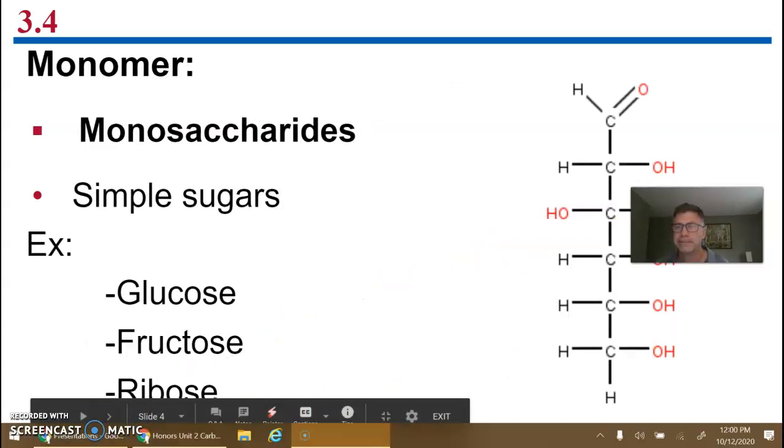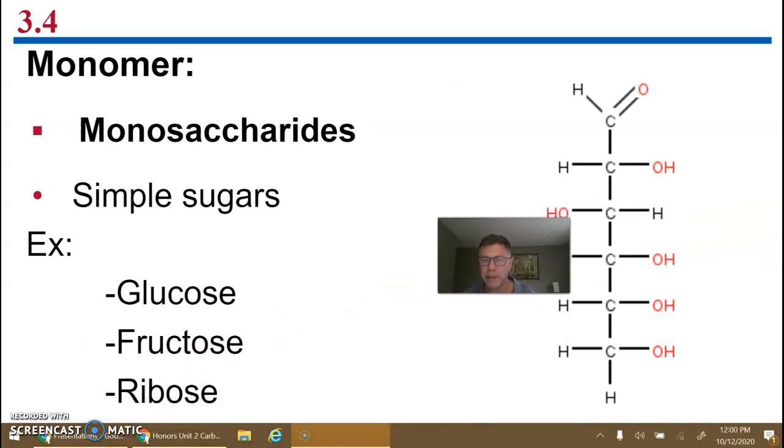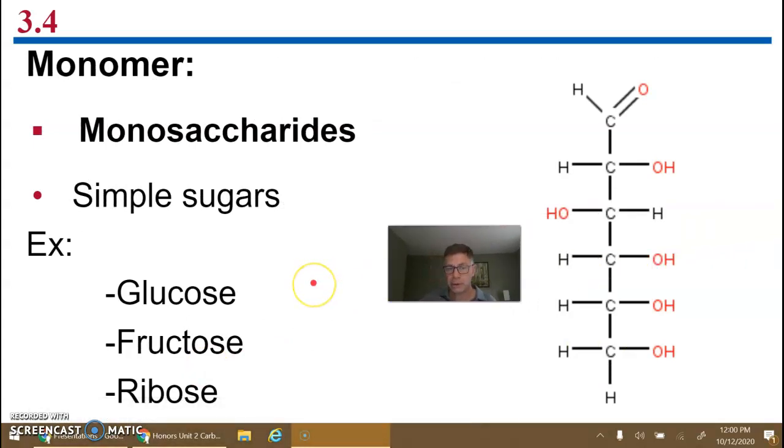Okay, so here's a monosaccharide. I'm going to move over here a little bit. Monosaccharides are simple sugars. And notice that their suffix always ends in -ose. So glucose, fructose, ribose, these are examples of monosaccharides. Monosaccharide is the name for the monomer. Think mono meaning monomer, saccharide meaning sugar.